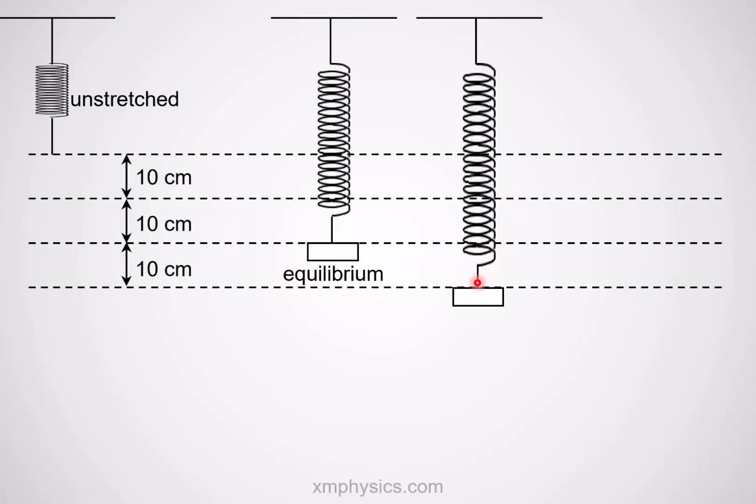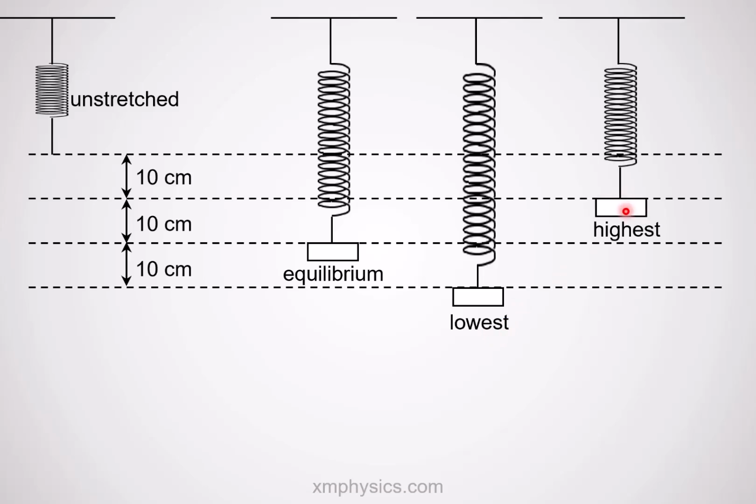The question then says that somebody pulls it down an additional 10 cm. When the mass is released, it goes into simple harmonic motion. What is this position? This is the lowest position of the oscillation. And where is the highest position? It should be here. So note the difference between the extension of the spring and the displacement of the oscillation.